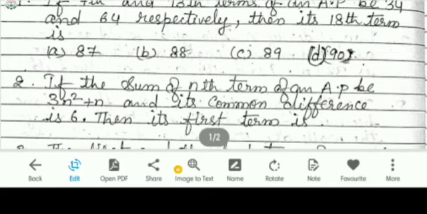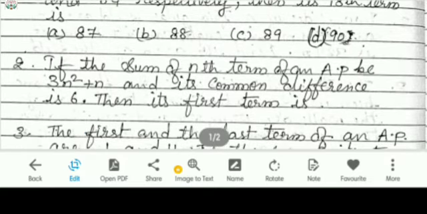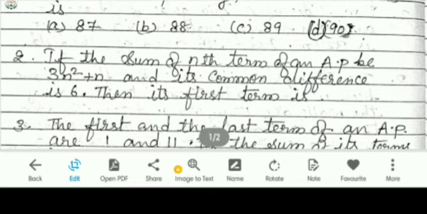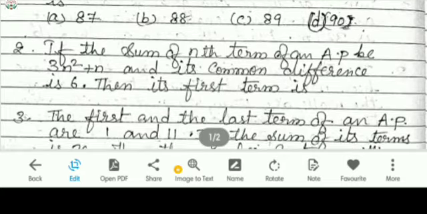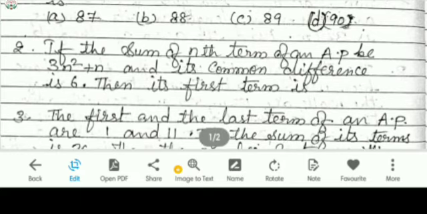Now after that, the second question is, if the sum of n terms of an AP is given, meaning Sn equals 3n square plus n, and its common difference is 6, meaning d is 6, then its first term will be how much? The first term means S1. S1 equals the first term only, the sum of the first term. So now in place of n, we will put 1.